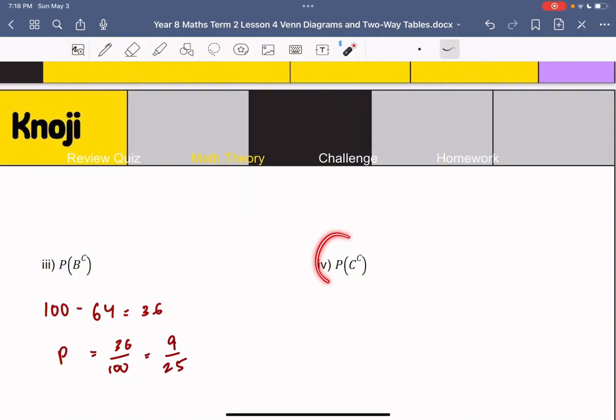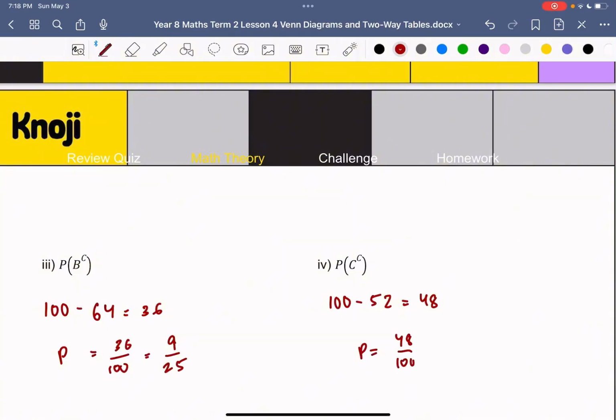Now this is everyone but who plays cricket. So again, I'm going to do 100 minus my 52 students that play cricket, gives me 48. So my probability is 48/100, which is equal to 12/25.